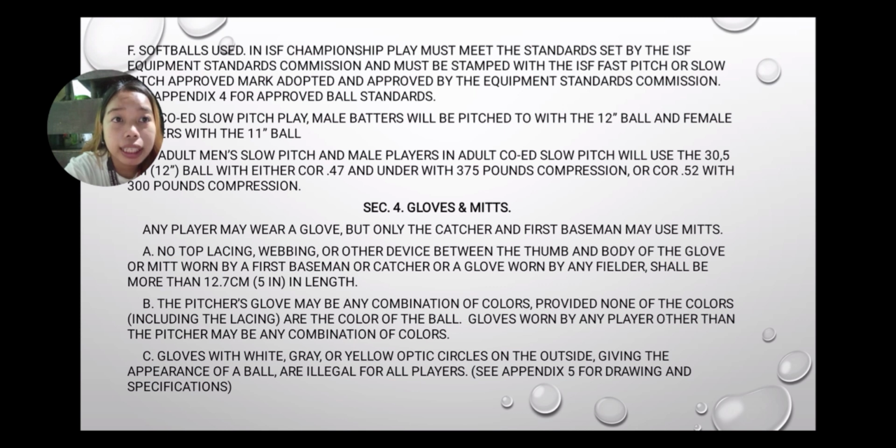Section number 4, the gloves and mitts. A player may wear gloves, but only the catchers and first basemen may use mitts. No stop placing, webbing, or other device between the thumb and body of the glove or mitt worn by the first baseman or catcher. A glove worn by a fielder shall be no more than 12.76 meters or 5 in length. The pitcher's glove may be any combination of colors. Gloves with white, gray, or yellow optic circles on the outside giving the appearance of the ball are illegal for all players.